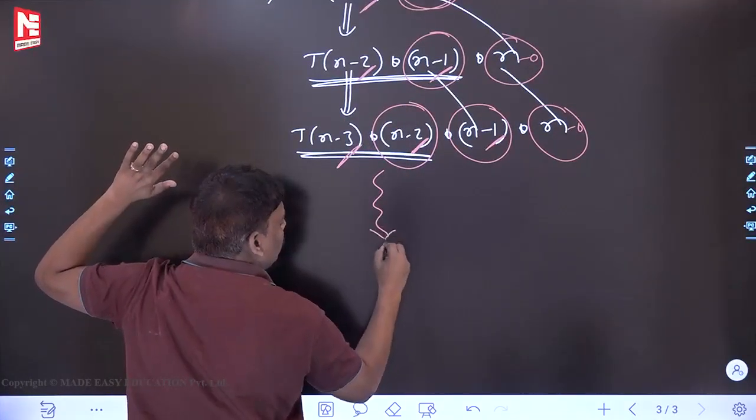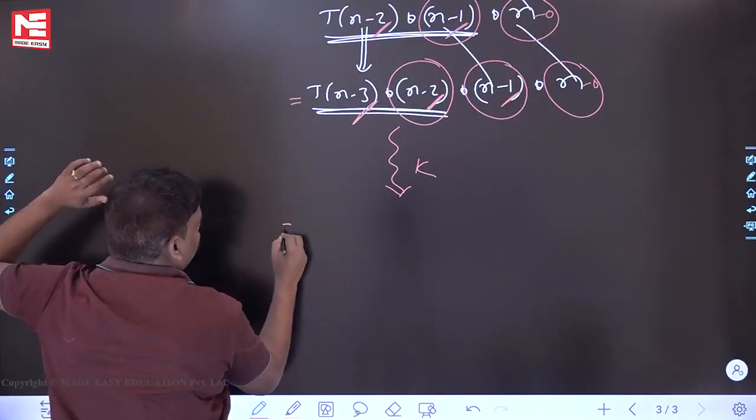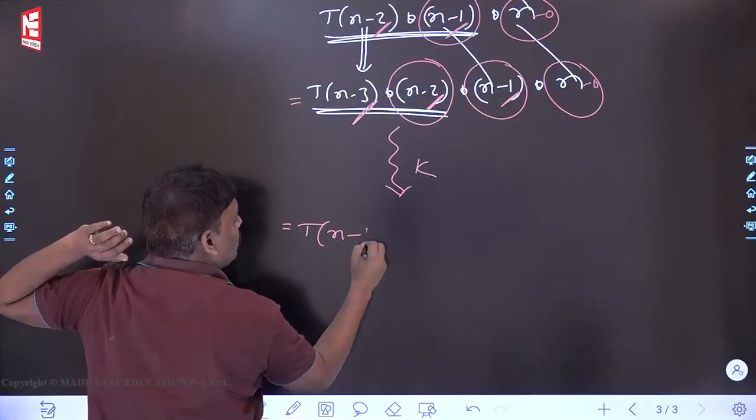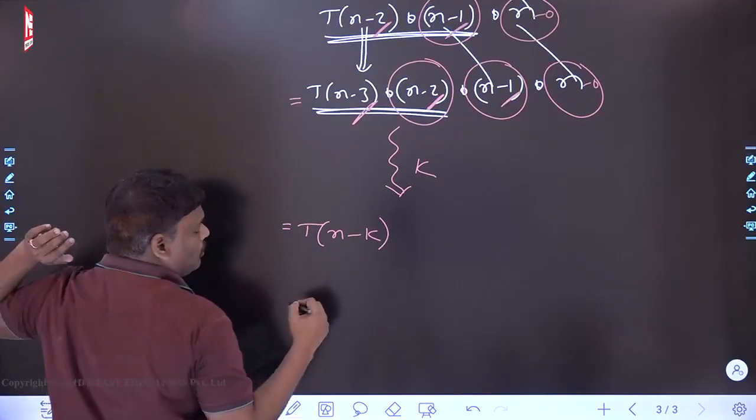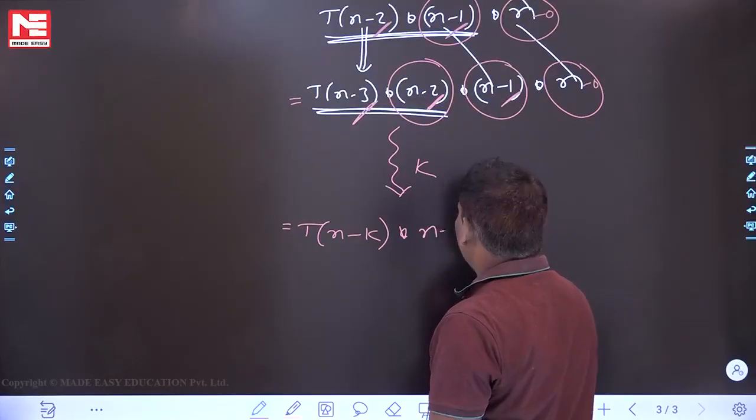Do like this k times. If you do k times, what is the answer? Let me check here. T(n-k) will come. 3 times means n-3. Right? k times means n-k. What about this one? Right? n minus half. What is the answer?